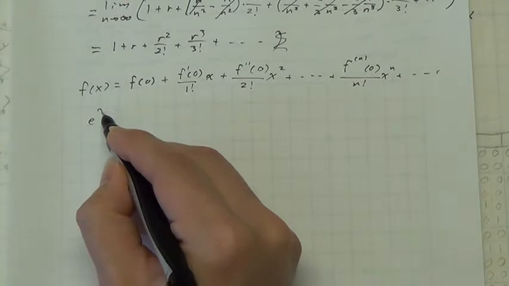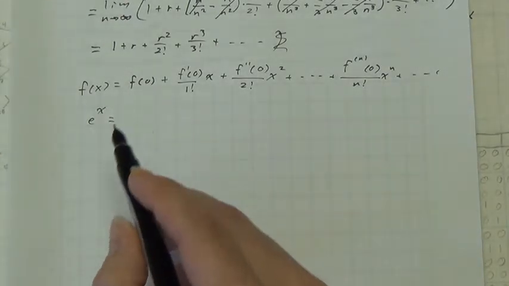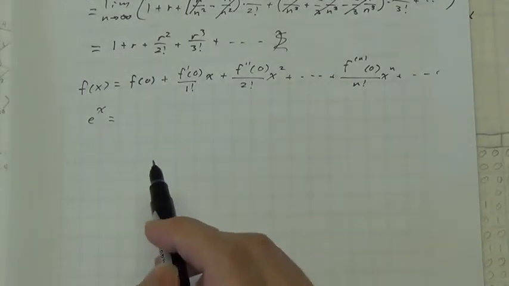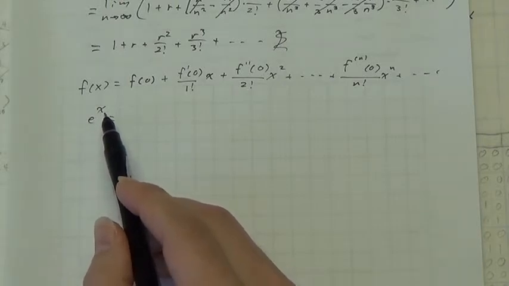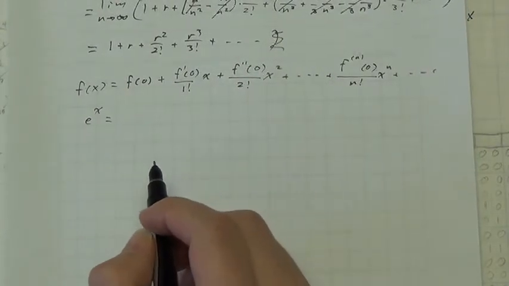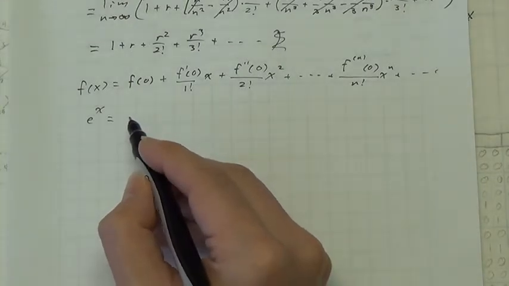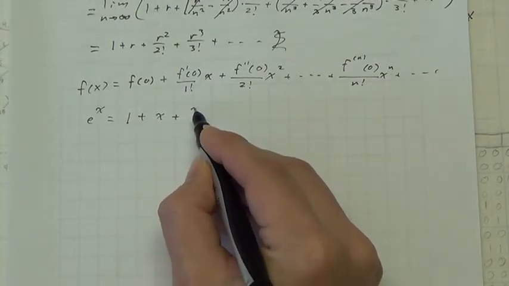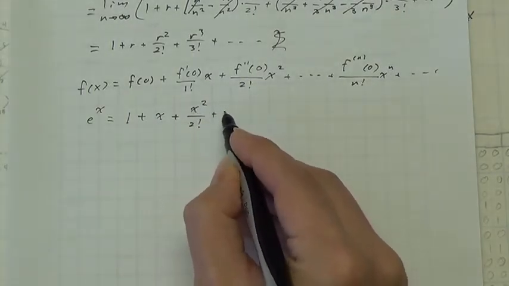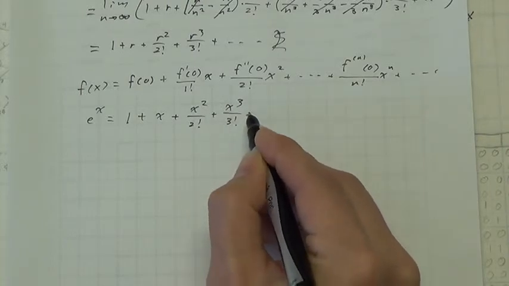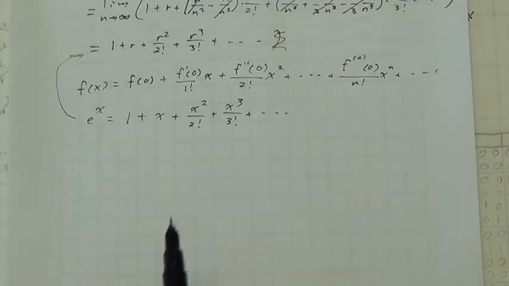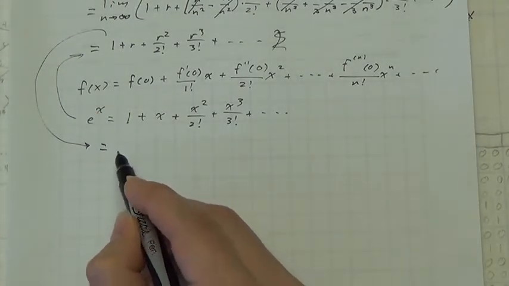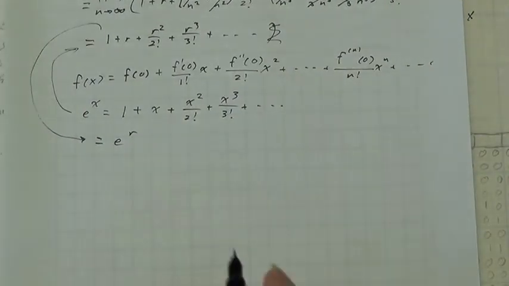So let's apply this to e to the x. If you've had any calculus, you know that all the derivatives of e to the x are e to the x. And if you've had any algebra, you know that any number raised to the 0 power is 1. So this is very easy to evaluate. This is 1 plus x plus x squared over 2 factorial plus x cubed over 3 factorial plus, and so on and so forth. Exactly the same thing as here, except r's instead of x's. So this is equal to e to the r. And that's our factor.